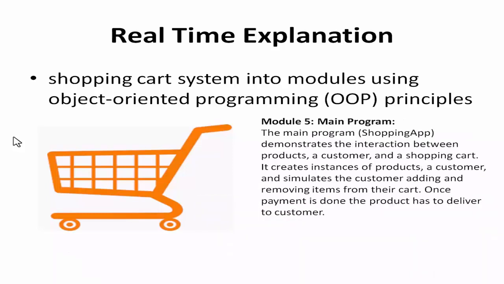Module 5 is the main program. The main program is going to communicate with the entire application. For example, you can name the main program shopping app. It demonstrates the interaction between products, a customer and the shopping cart. It creates an instance of products and a customer, and simulates the customer adding and removing items from their cart. Once payment is done, the product has to be delivered to the customer. So in this manner, you can reuse the existing code, and you can modify certain attributes and methods, so that you can reuse the entire code.